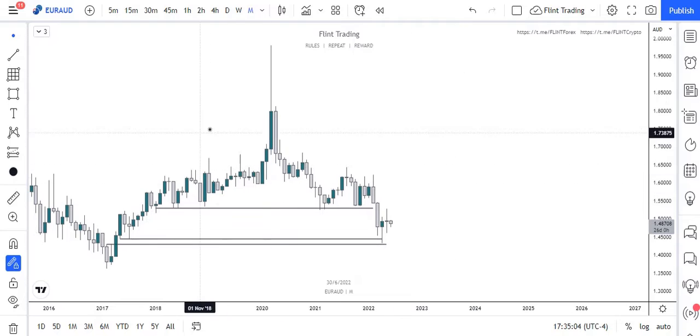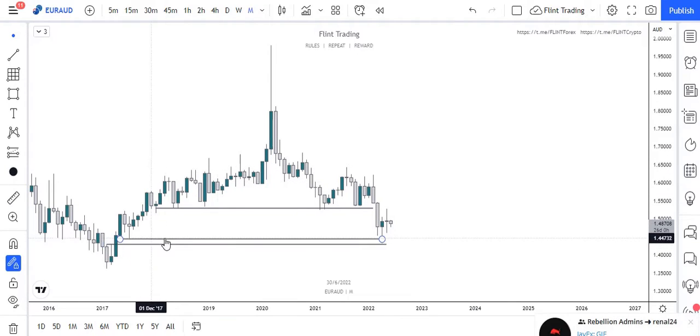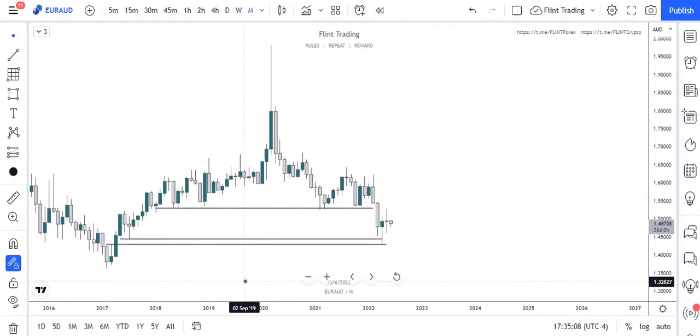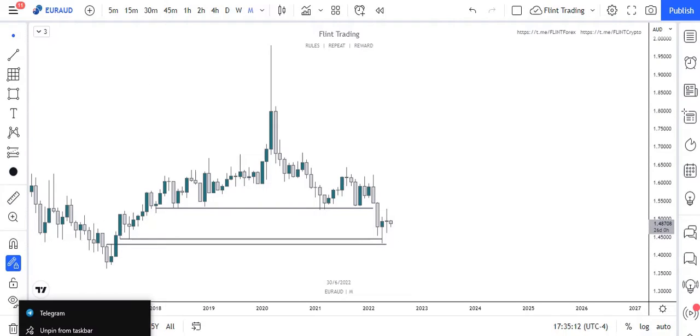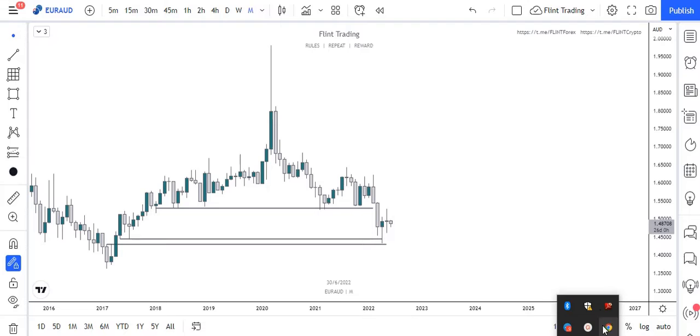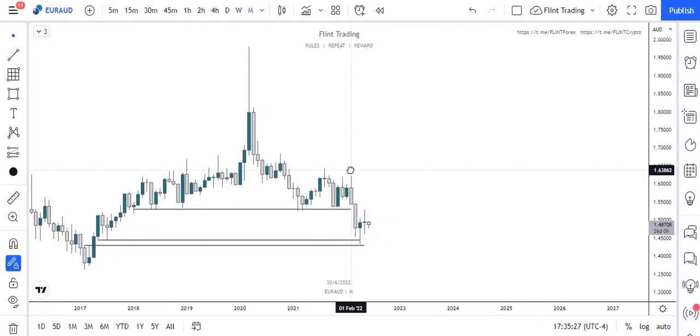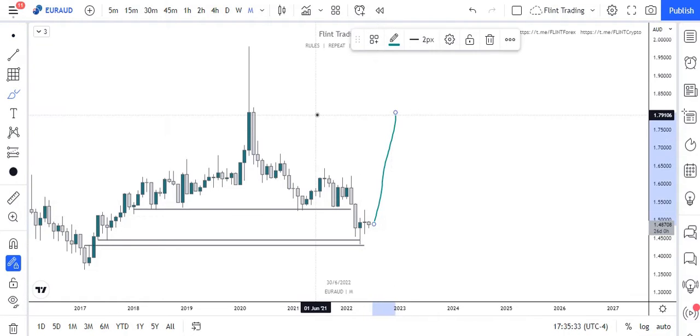All right, so two things. One thing is that it tapped within the fair value gap right here, and the second thing is the liquidity, which would be present above these highs, etc. So let me just mark my directional bias right here.